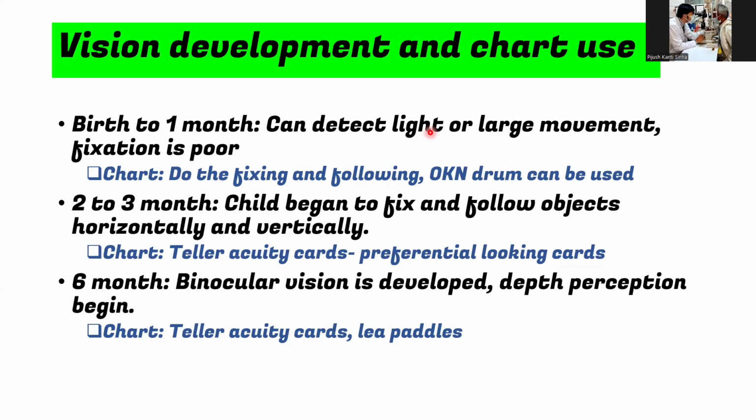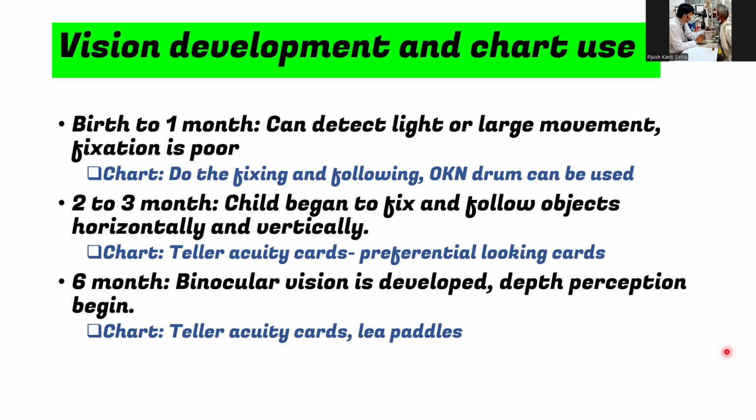So here, in these stages of the child, we can do the fixing and following, or the OKN drum test can be used, to check if their eyes respond to moving stripes. This helps us understand if the visual pathways are functioning properly.